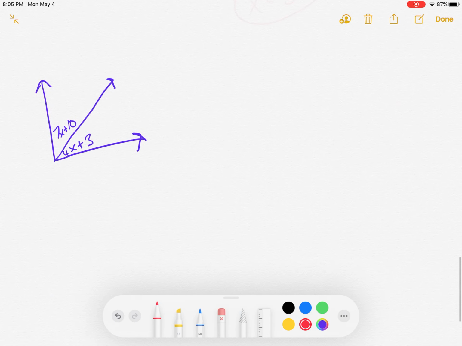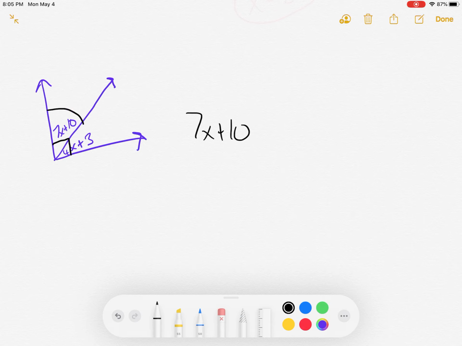Okay, last one here. Now, you might be saying, well, Mr. Adler, I can't do this problem. And if you thought that in your head, you are correct. So I would have to add something to this problem in order to solve it. We would have to say, hey, these add up to 90 degrees. Now we can say 7x plus 10, which is this angle, along with the red angle, so 7x plus 10, plus 4x plus 3 equals 90.